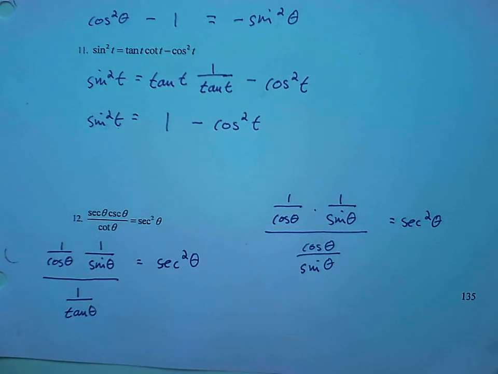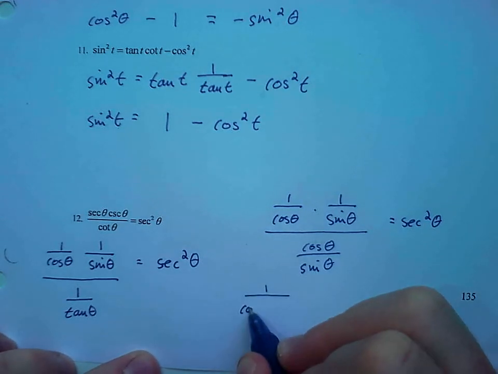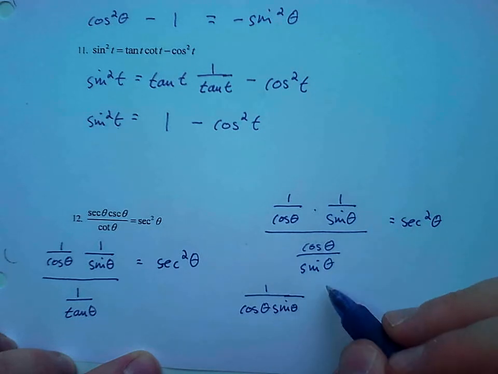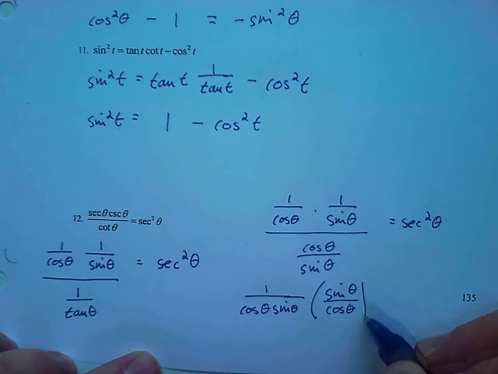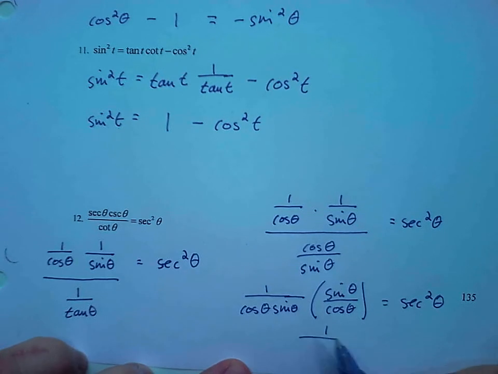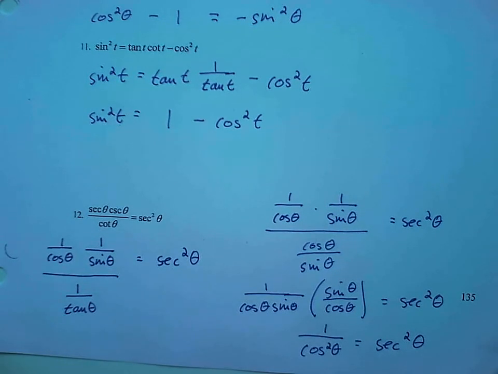Now we can rewrite this as 1 over the cosine of theta times the sine of theta. I'm going to multiply this by its reciprocal, so this becomes sine of theta over cosine of theta, which we now know is equal to 1 over the cosine squared of theta, which is exactly equal to secant squared of theta. So again, we verified that the left-hand side is equal to the right-hand side.